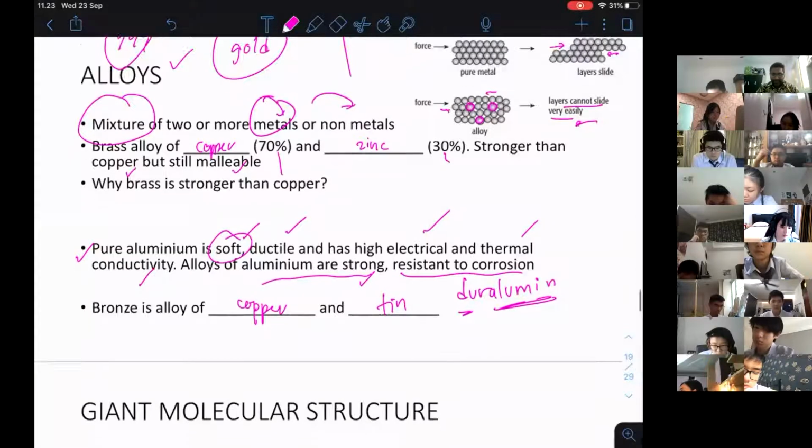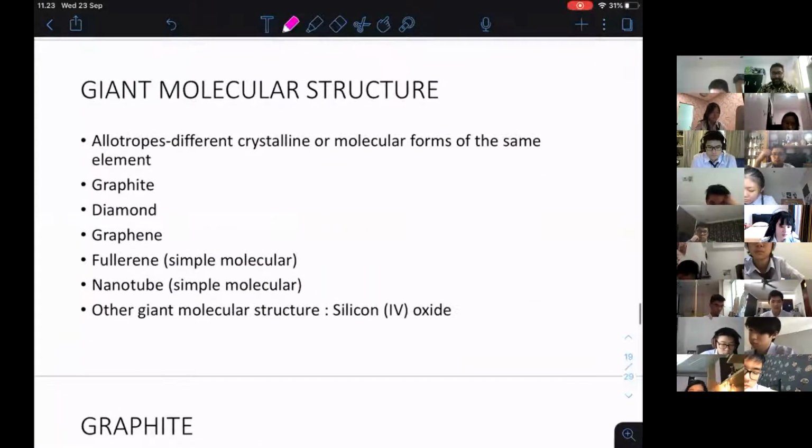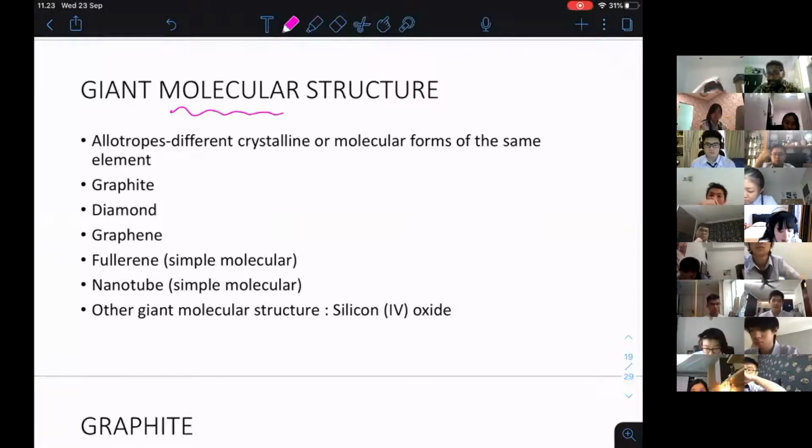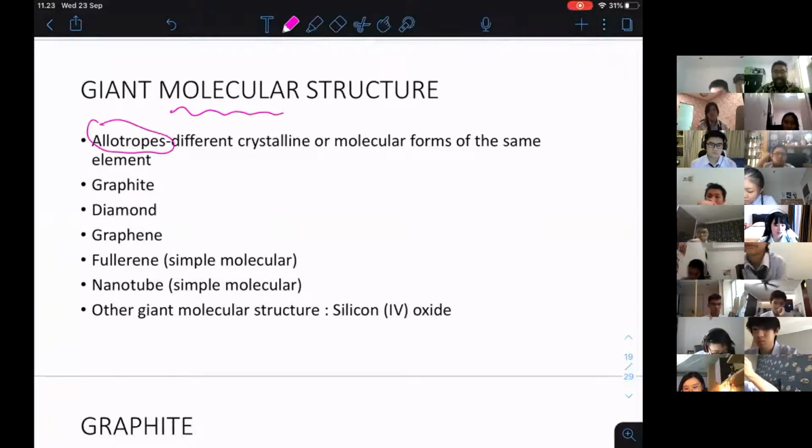Related to your giant metallic structure, let's actually have a look at this giant molecular structure. The moment we enter this molecule, we are going to talk about covalent compounds. Covalent compounds that we are going to talk about are related to this term, which is allotropes.